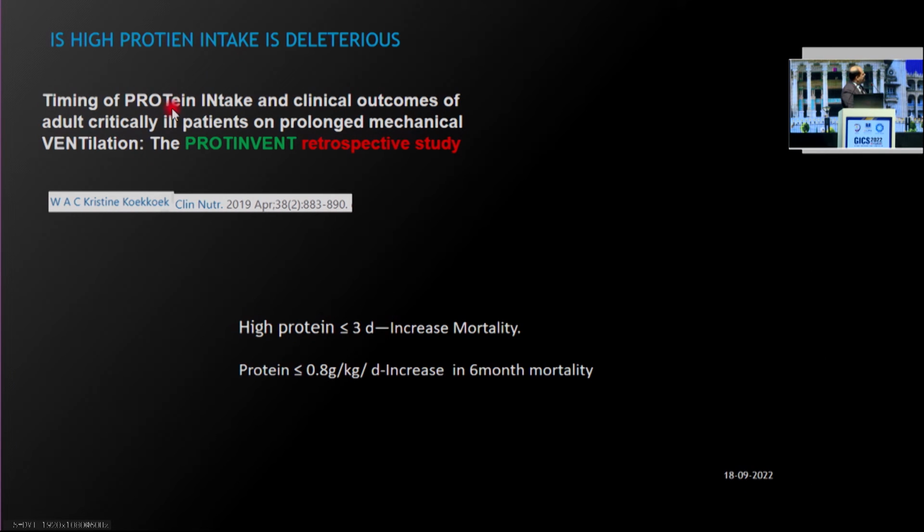So coming to the question, is high protein deleterious? This is a study by Christian et al. It is a retrospective study, the PROTEIN VENT study.